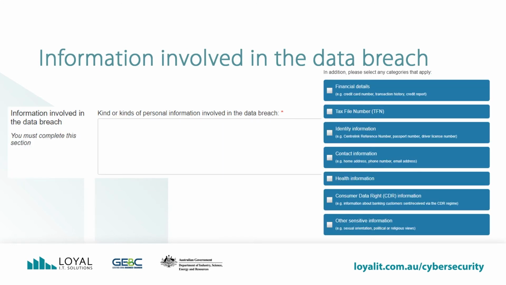Fill in the field with the kinds of information that was breached. Things like names, addresses, tax file numbers, credit card details, medical records. Be as detailed as possible. Underneath the field, you will see tick boxes which need to be selected depending on what type of data was breached. Scroll down to the next section.